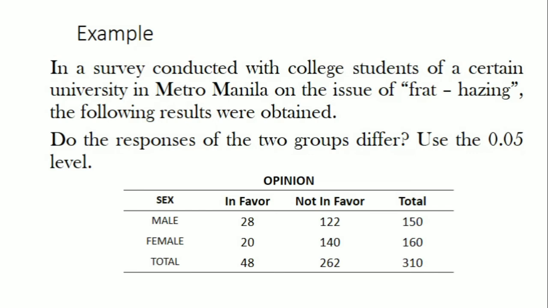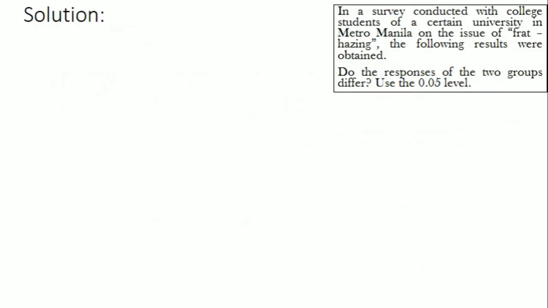From the given table, how many rows are there? We have 2 rows, which are male and female. How about columns? We have 2, in favor and not in favor. Therefore, we have a 2 by 2 contingency table. Okay? The next is, we need to go with our solution.